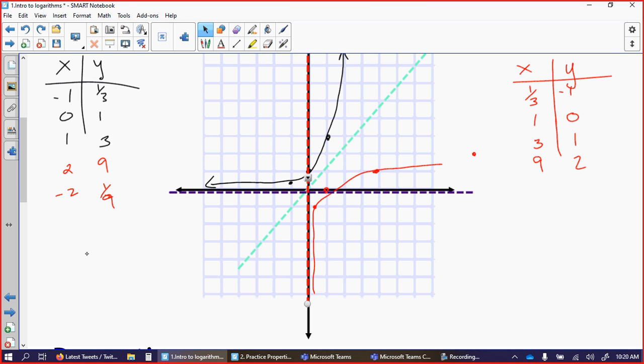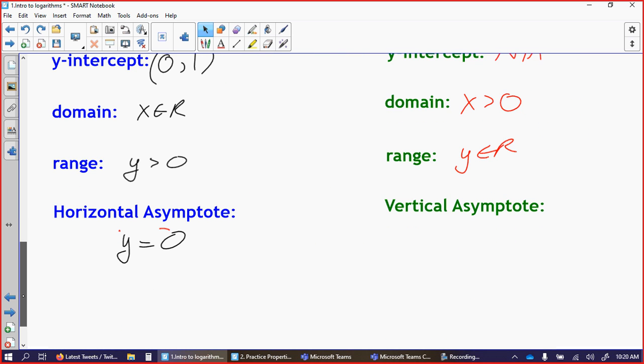Mm-hmm, that makes a little bit more sense. We have a horizontal asymptote for the black graph, or the 3 to the x. We have a vertical asymptote for the log graph. And this one is x equals 0.